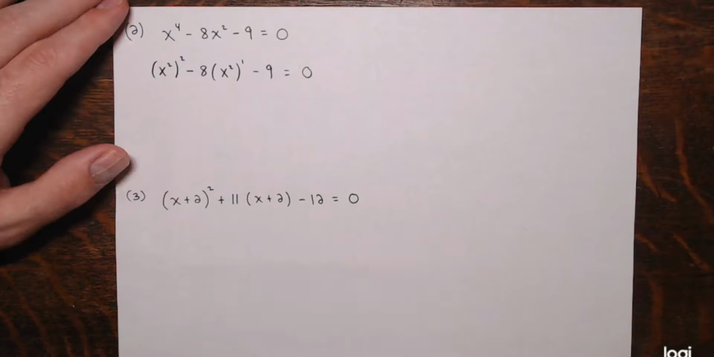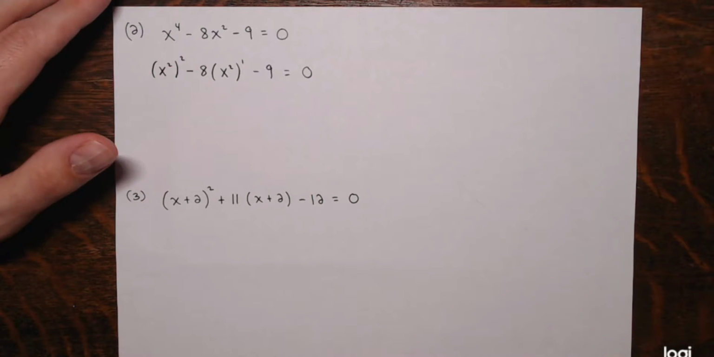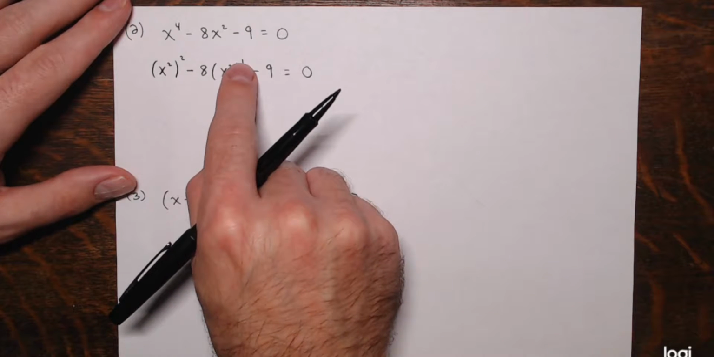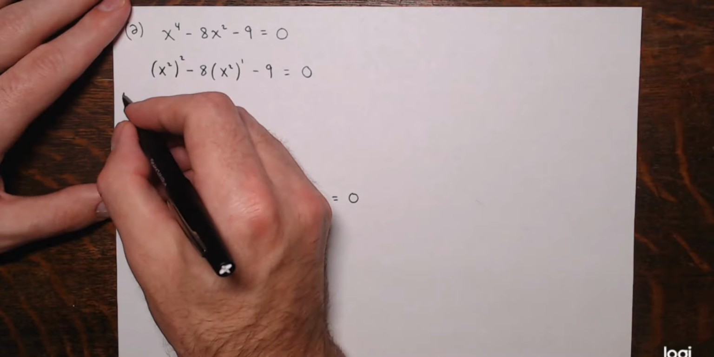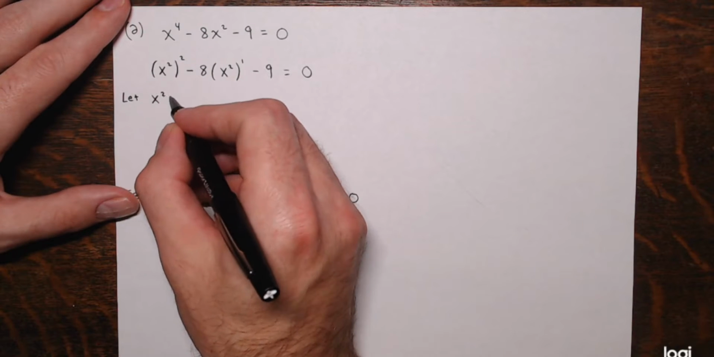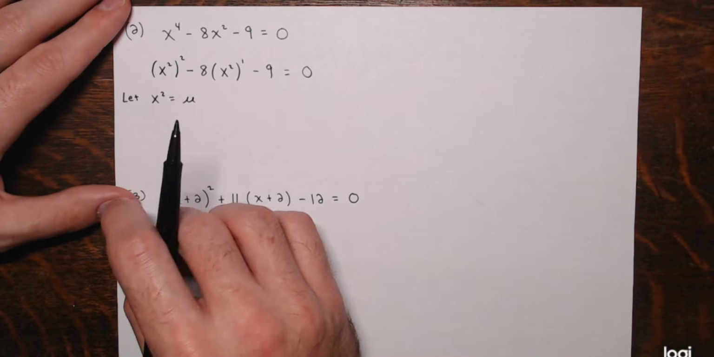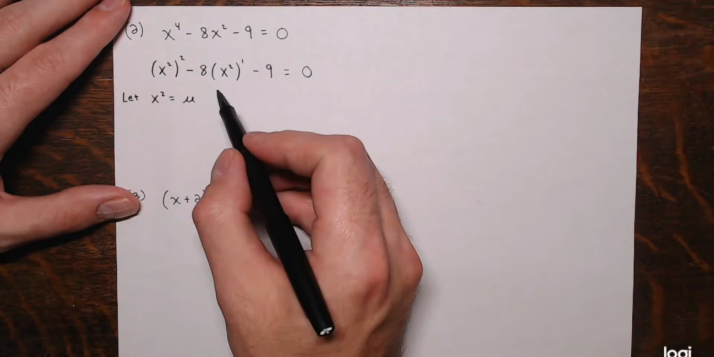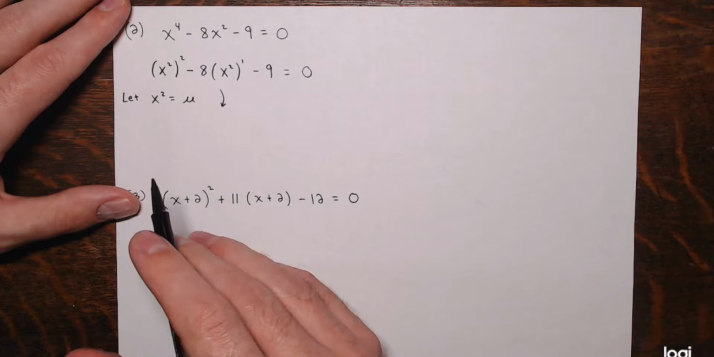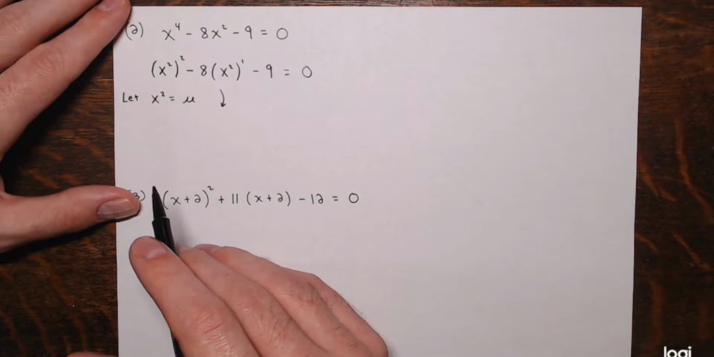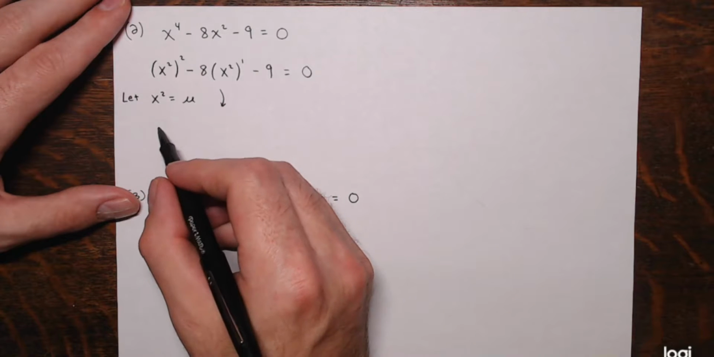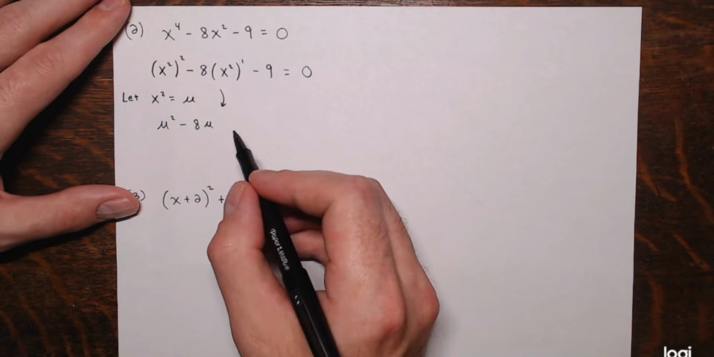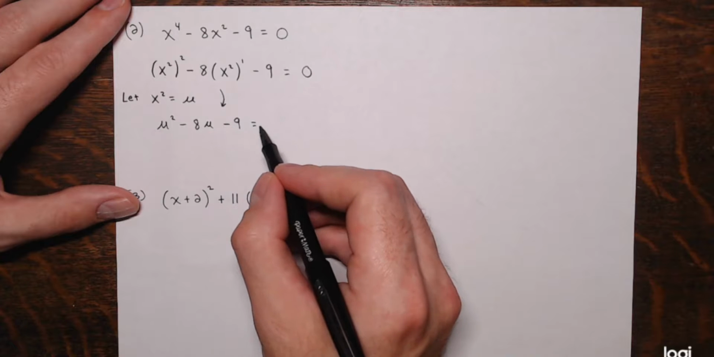And so this is definitely in quadratic form, where the u is x squared, right? The variable expression being squared in the first term and to the first power in the second term is x squared. So I'm going to make a substitution. I'm going to let x squared be replaced by u again. And again, you don't have to use the letter u. You can use whatever letter you want, as long as it's not x again. And now this equation turns into a quadratic equation in this new variable u, right? This first term becomes u squared, minus 8 times u to the first, or just 8 times u. And then you have the constant term, minus 9 equals 0.